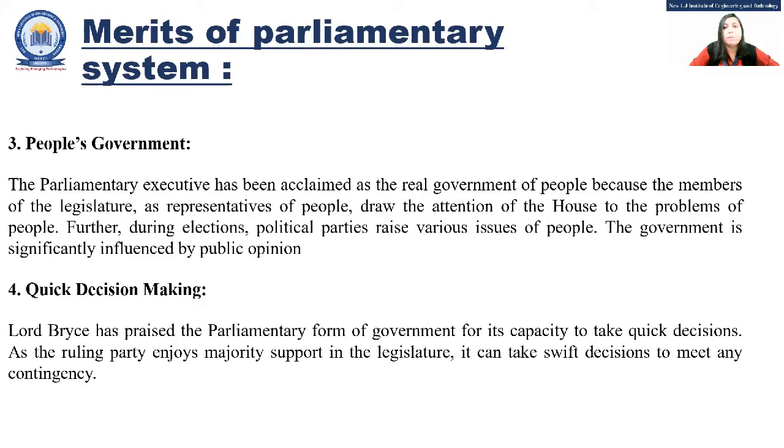Third thing is it's a people's government because we are electing directly the members of Lok Sabha, and after that by indirect election Rajya Sabha people are elected. So that is a people's government under the democracy. Fourth one is quick decision making because the ruling party sometimes enjoys majority support. So whatever decisions are required, definitely they can be made quite quickly.